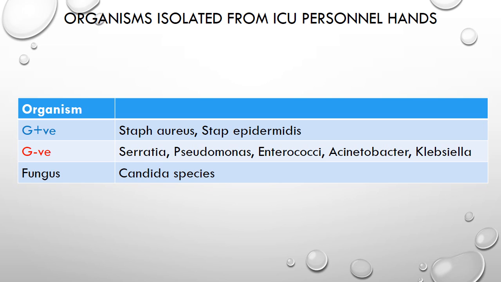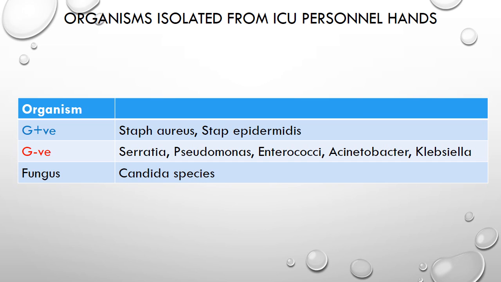Since we are discussing infection control, we first of all need to know what we are controlling. We are controlling the organisms which come either from the patient themselves or from the hands of the ICU personnel. The most common gram-positive organisms isolated from the ICU personnel are Staph aureus and Staph epidermidis. The gram-negative happen to be Serratia, Pseudomonas, Enterococci, Acinetobacter and Klebsiella. The most common fungus is Candida.